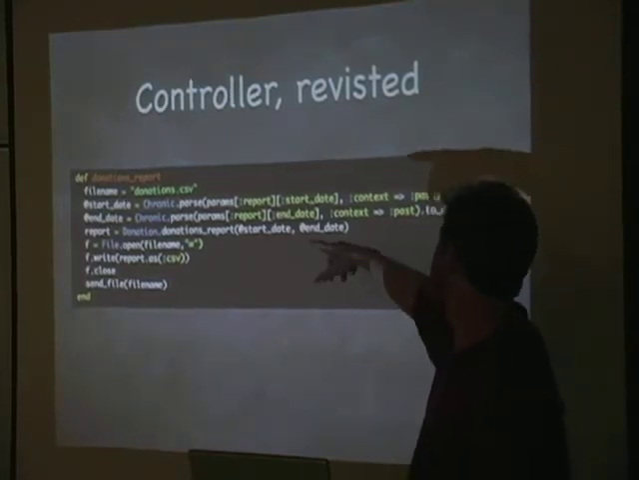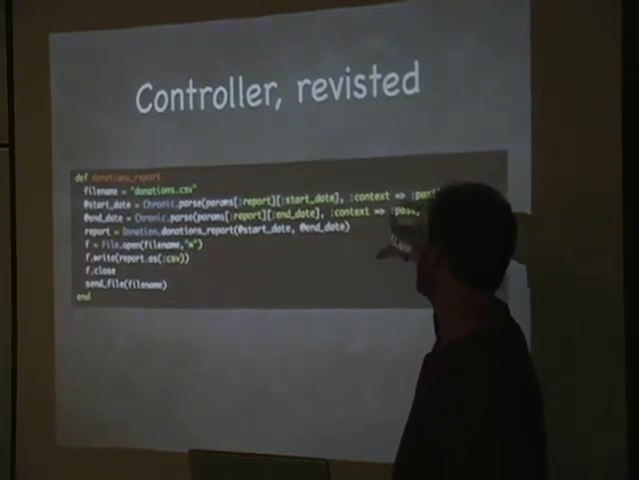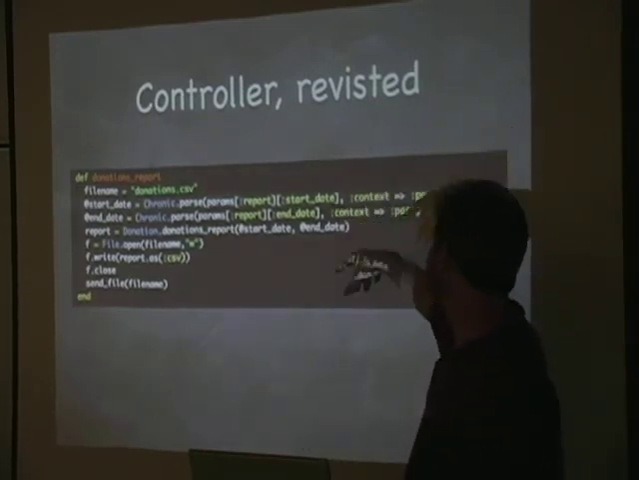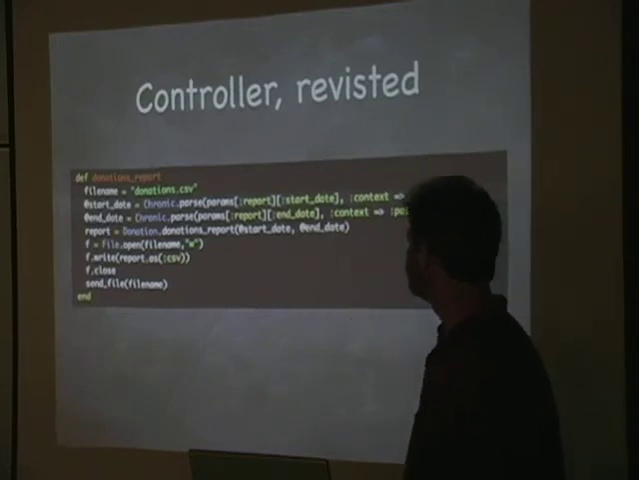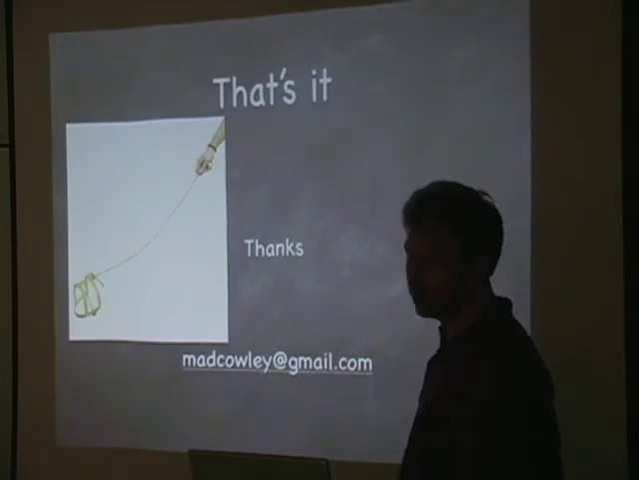Back to the controller. This is actually from the code there, so I'm just passing in. They have two text fields where they can type in whatever start and end date they want. Chronic parses it, and then I make it a file and send it to them. And that's it. Questions?